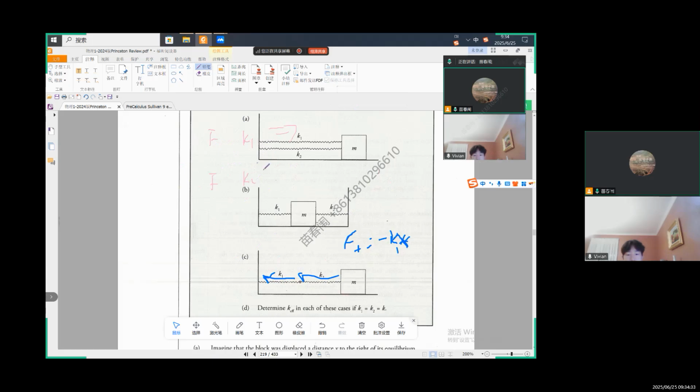This indicates something about X1, the displacement of the K1 spring: X1 is negative F over K1, right? And the same thing happens here: X2 is negative F over K2, right? So X1 plus X2 is going to be my X, the total displacement. Which is negative F over K1 plus negative F over K2 is going to be my X, right?